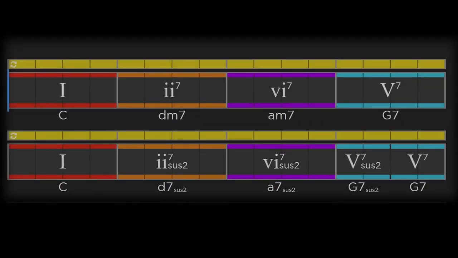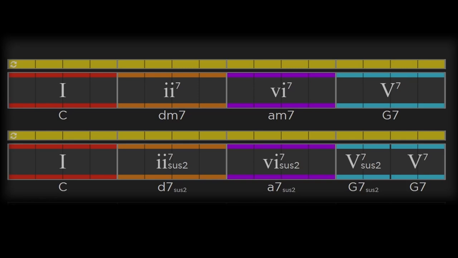As I mentioned earlier, you can also use the 7sus2 chords as chords 2 and 6 in major keys. This is because you are only changing a single note from the minor 7th chord, and are therefore still strictly in the key. So in the key of C major, you can use D7sus2 and A7sus2 chords.